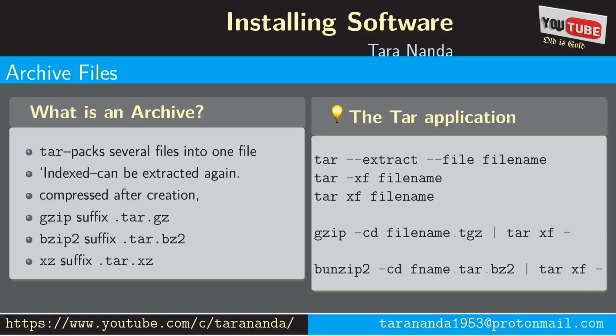The same step can be performed in two steps by first using the gzip program to uncompress the file and piping it to the tar program.